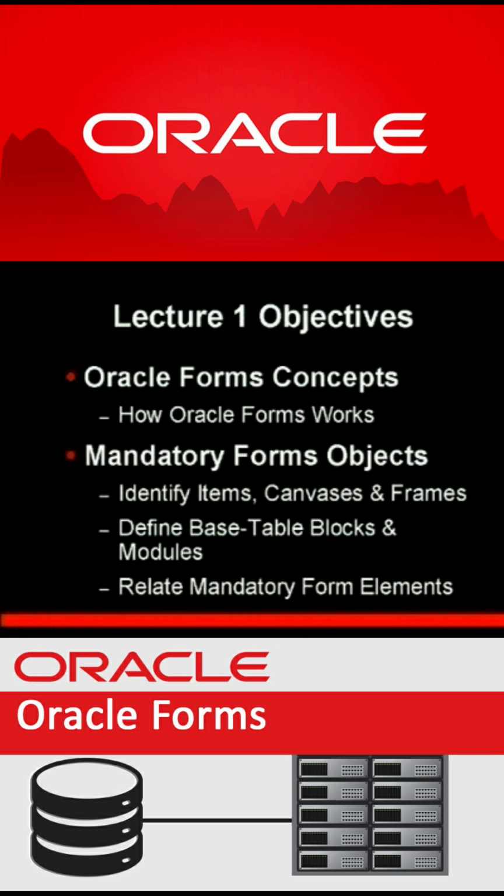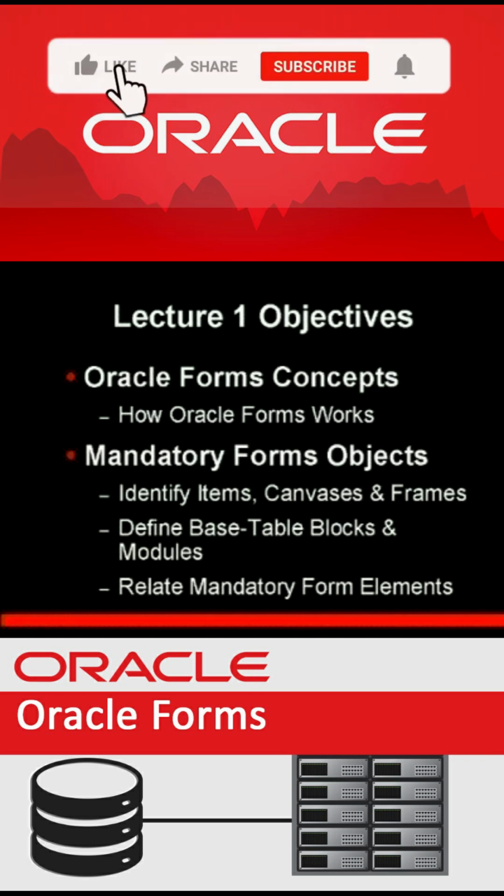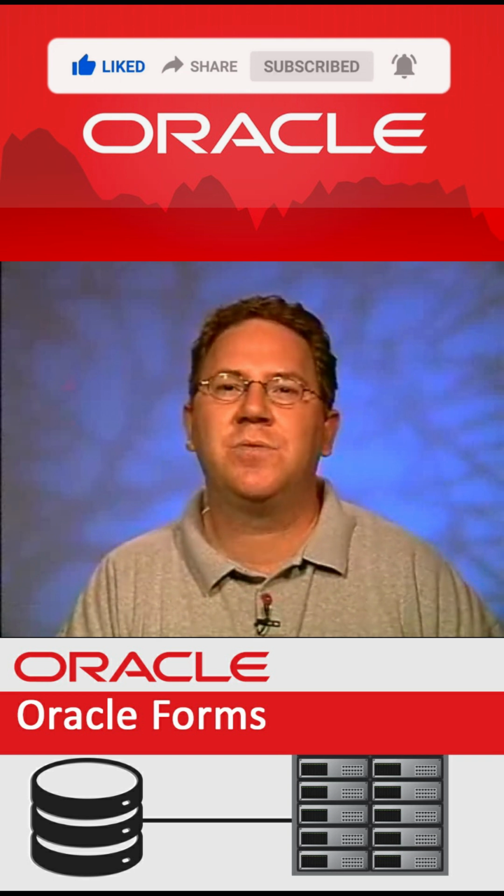What I mean by this is the different elements which are required to be in every Oracle form, and this will include identifying these items, which includes things like canvases and frames, and then we'll define the base table blocks and modules, and then we'll discuss how to relate mandatory forms objects.